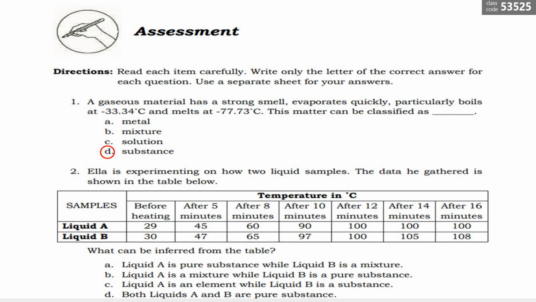A. Liquid A is a pure substance, while liquid B is a mixture. B. Liquid A is a mixture, while liquid B is a pure substance. C. Liquid A is an element, while liquid B is a substance. Or D. Both liquids A and B are pure substances. Go.